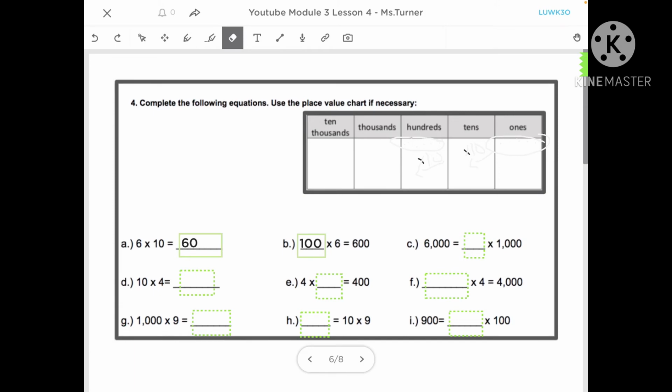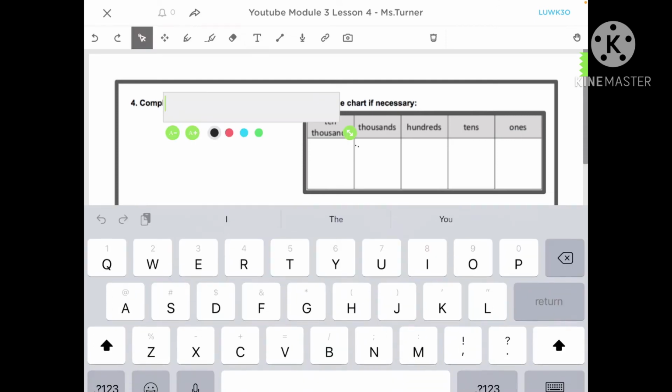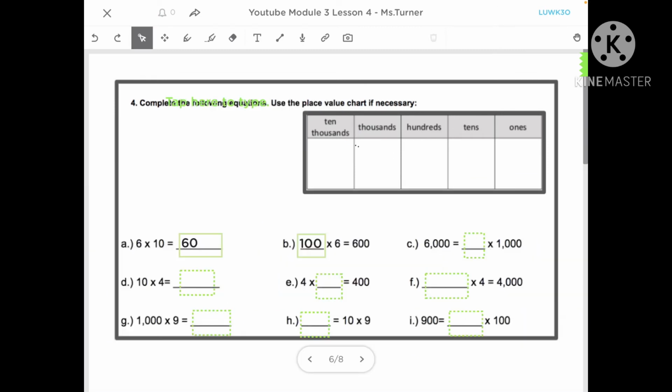6,000 equals blank times 1,000. Ooh. All right, so same as before, y'all. Here's what we know. We know I'm ending in the thousands. I have 6 of them.